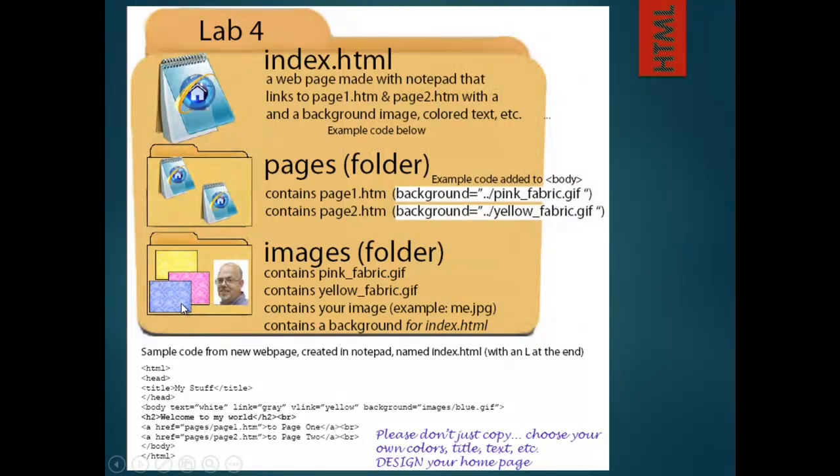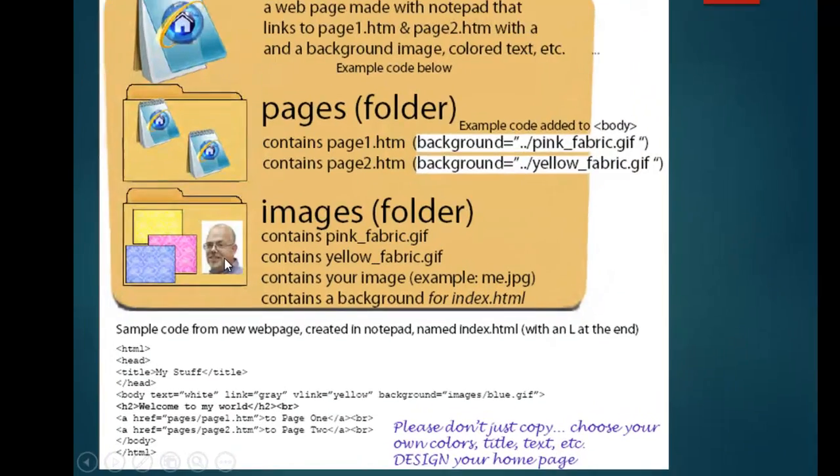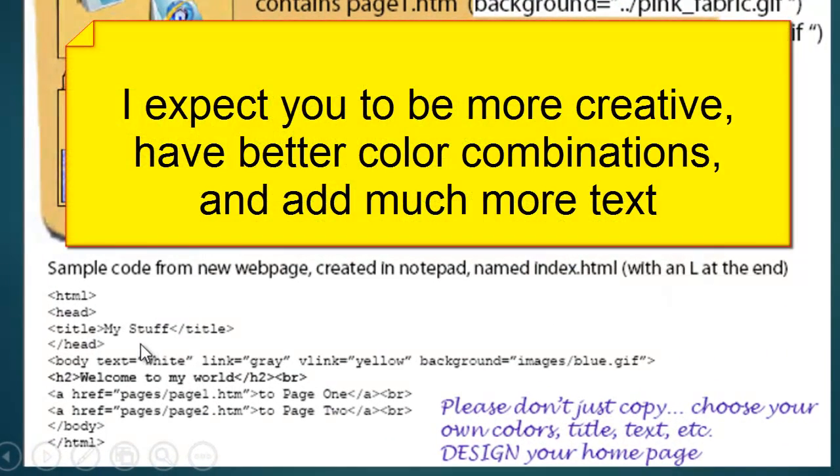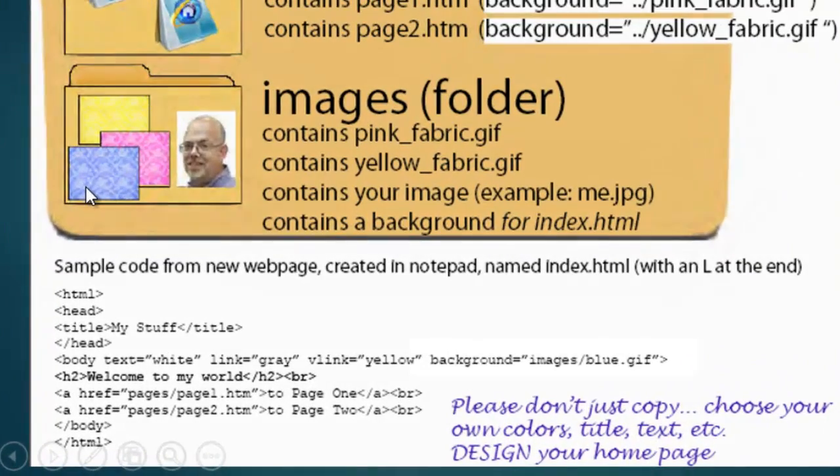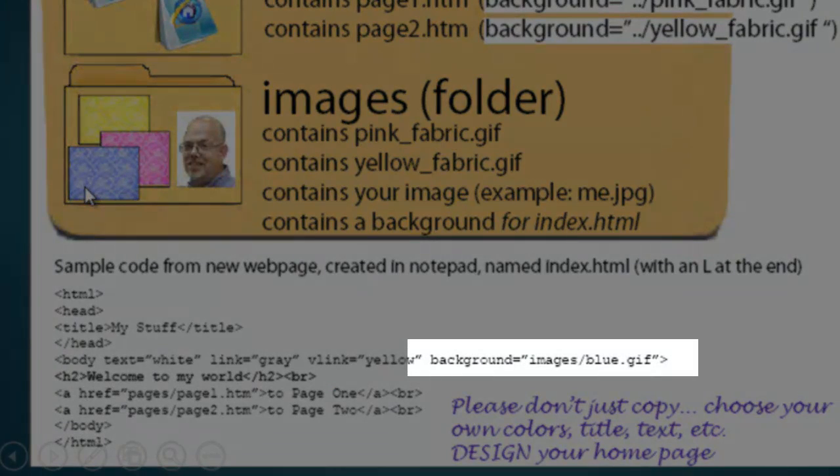I now have my blue background. I still have a picture, and here's a sample of what the text could be. Since I have a dark background, perhaps I want white text. Maybe I'll make my links gray and yellow. And here's the path from index to open up the images folder to locate that blue.gif. I'll make those changes in Notepad.